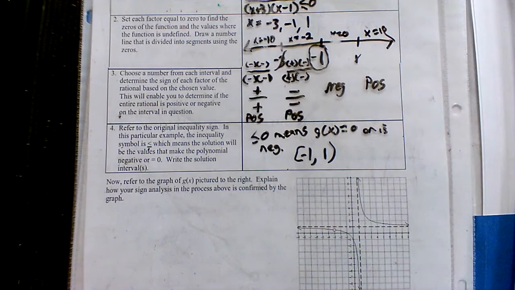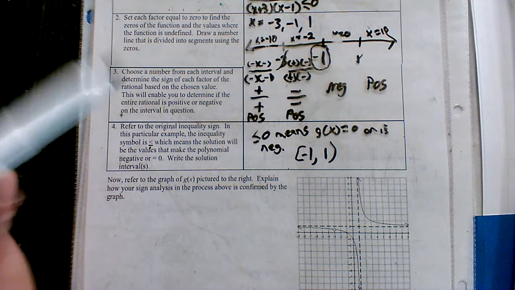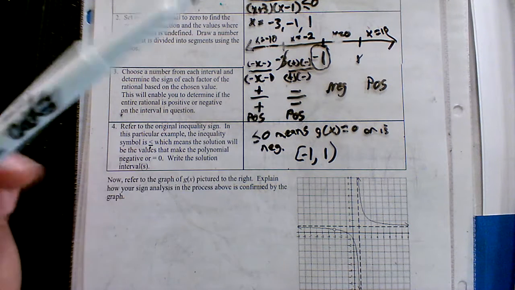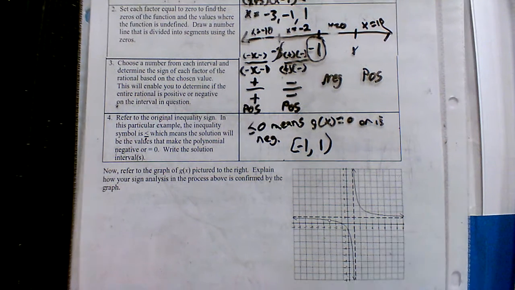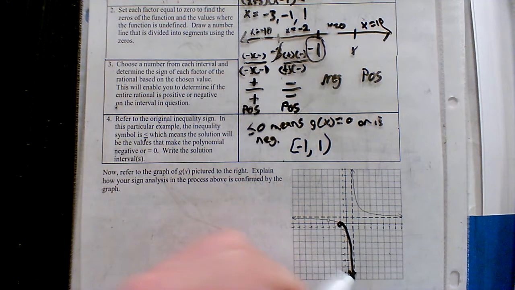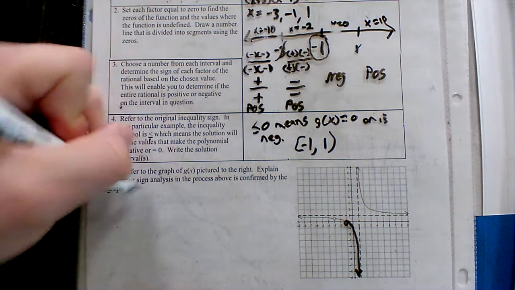All right, very good. So those are the steps we're going to follow. Lastly, now refer to the graph of g of x pictured to the right. Explain how your sign analysis in the process above, so what we just completed, is confirmed by the graph. So our answer was that we said it was less than or equal to 0 from negative 1 to 1. If you look at your graph, does that make sense? So it says from negative 1 until 1, it's less than or equal to 0. Well, graphically, that does make sense.